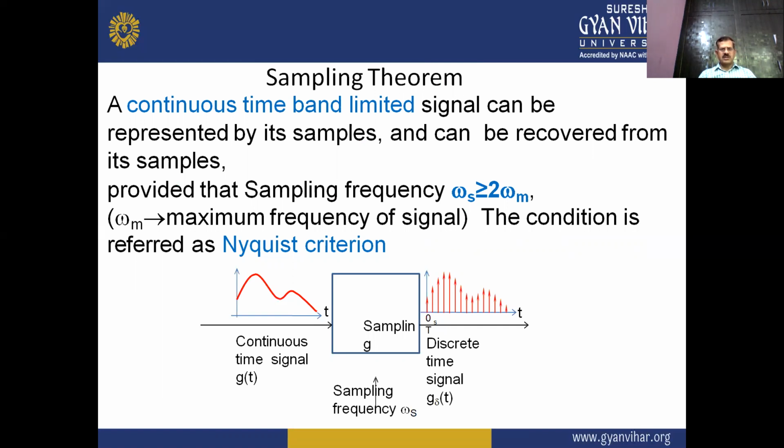So in this diagram, a continuous signal g(t) is sampled by the sampling network that has the frequency omega s, and after sampling the output is the discrete time signal g naught(t) in digital form. So that is the sampling theorem concept.